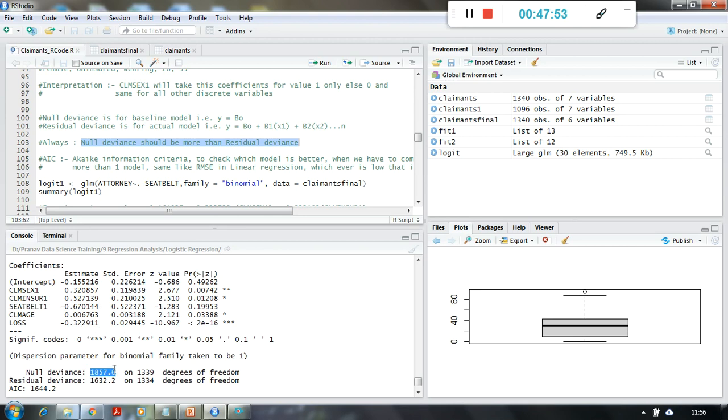So in this case you can see here our null deviance is greater than our residual deviance, which means our model is good. The only thing is that we have to remove the seatbelt column over here.